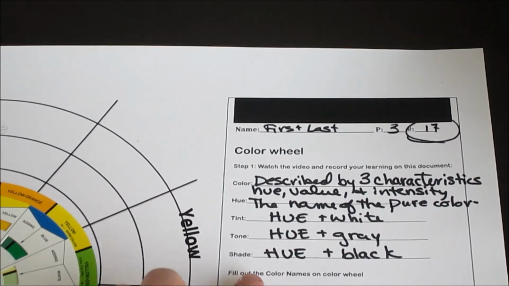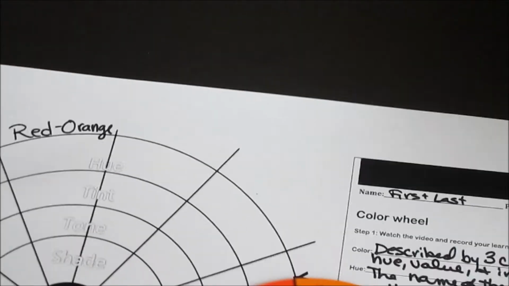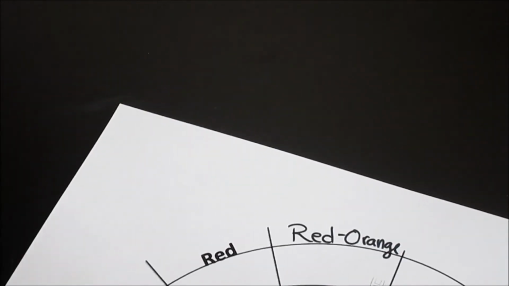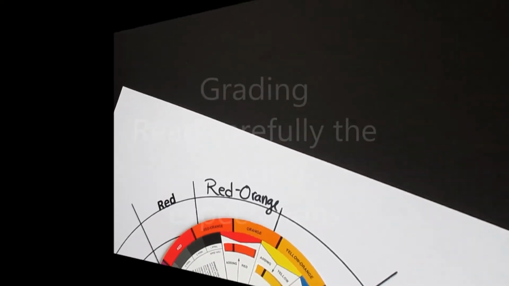Then we're going to go step by step through this list. So the next thing you need to do is you need to write out all the names of the colors. So you start with red and then move your way on around so that you get the red, red-orange, orange, yellow-orange, yellow. You'll want to pause your video to do that now.